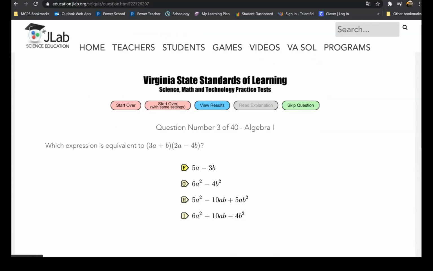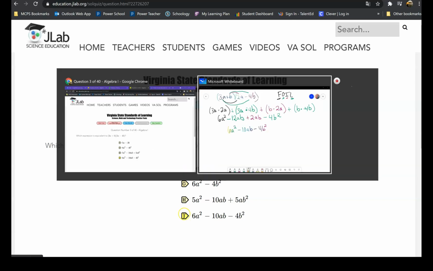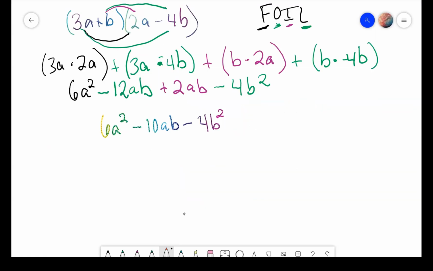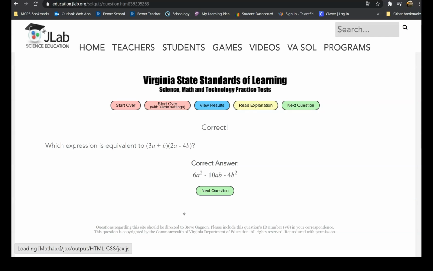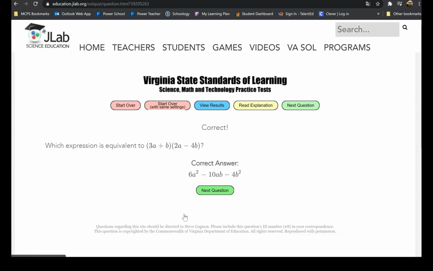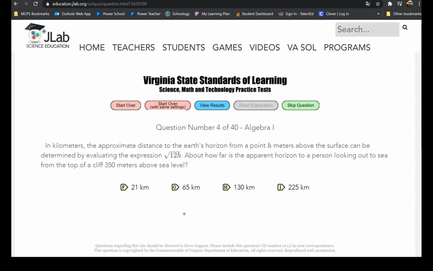Alright, so we know it's not F because that starts with a 5. We know it's not H because that starts with a 5. And we know it's not G because that's not enough digits. So our answer is J. And just double check yourself. 6a squared minus 10ab, 6a squared minus 10ab minus, there we go. So J has to be our answer. Correct. Next question.